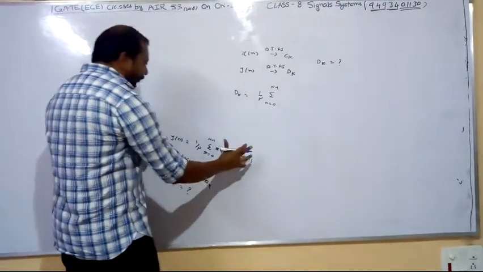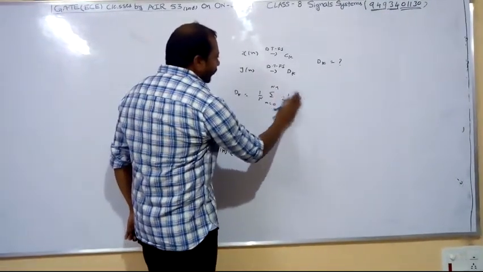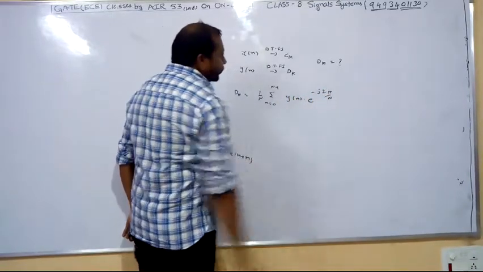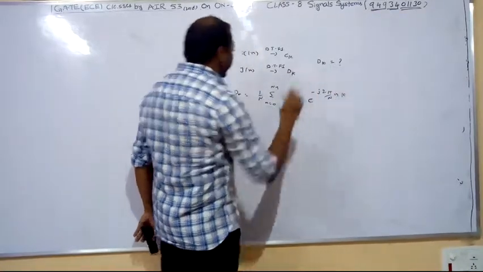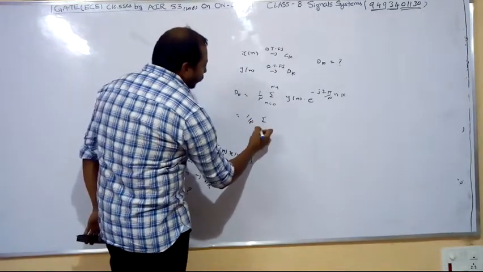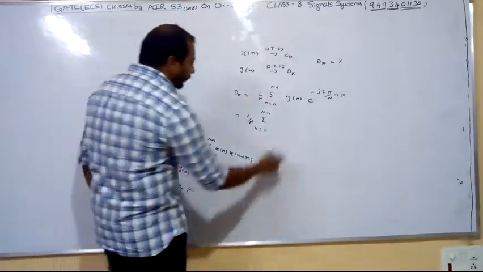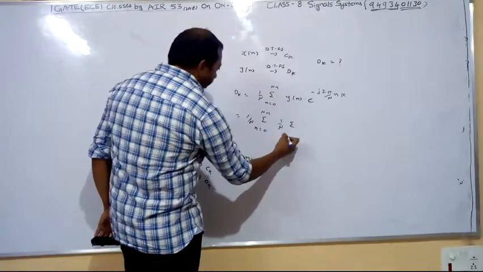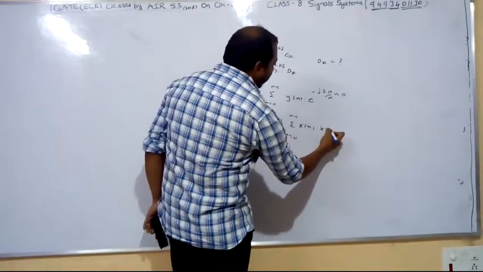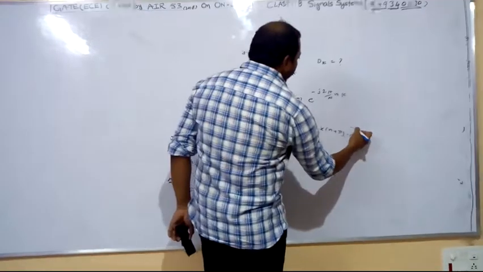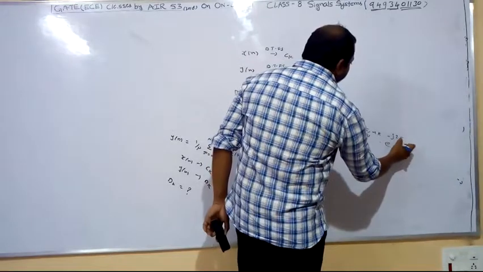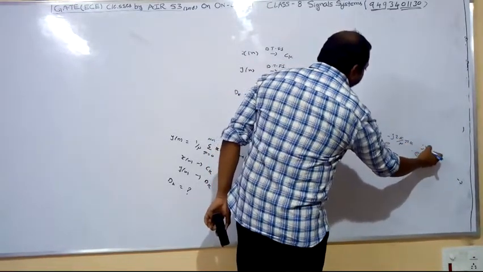This total term is 1 by N sigma y of n into e to the power minus j 2 pi by N nk. This is your dk value. Simply substitute this y of n here. Then you will get 1 by N sigma n equal to 0 to N minus 1. This value is equal to 1 by N sigma r equal to 0 to N minus 1, x of r into x of n plus r into e to the power minus j 2 pi by N nk. I am writing e to the power minus j 2 pi by N rk into e to the power j 2 pi by N rk.